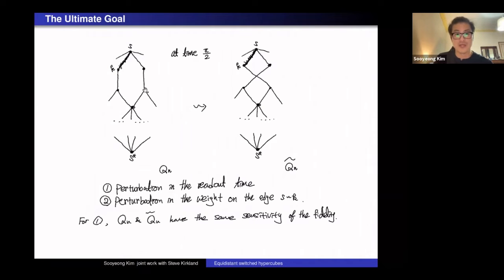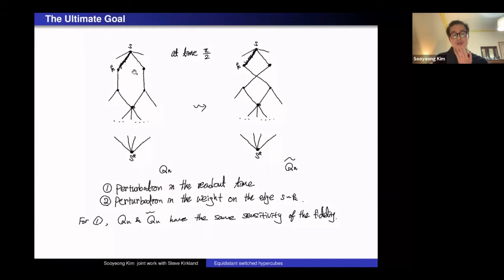When you observe these two edges, this is a matching, which is a set of edges in which any pair of edges are not incident. Sorry about that. Furthermore, these two vertices are at the same distance from S, and these two vertices are also at the same distance from S.